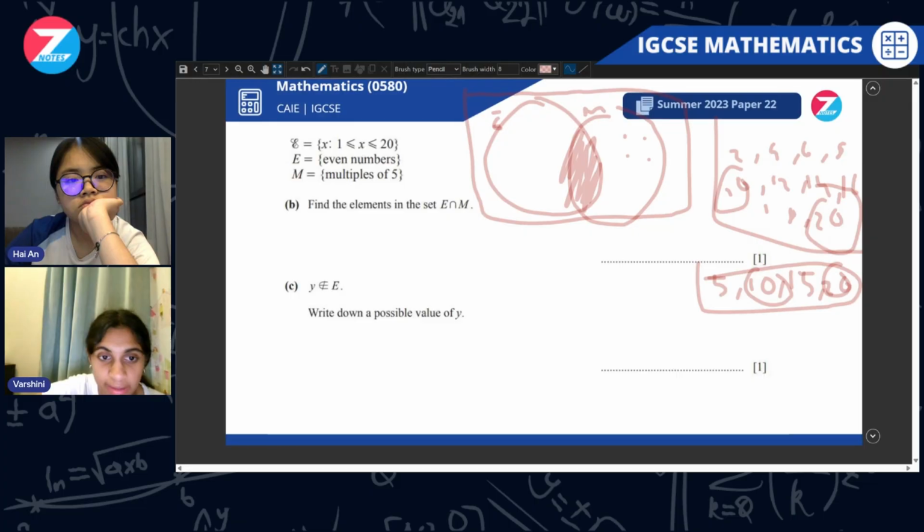They want the elements, not the number of elements. So that's just going to be 10, comma, 20.